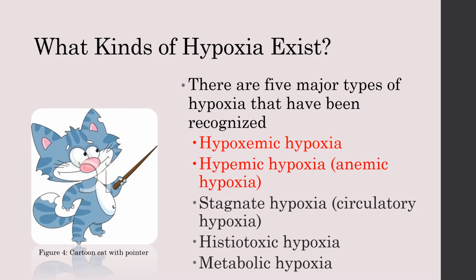The second is hypemic hypoxia, which is sometimes called anemic hypoxia. This occurs when the anemic patient has a deficiency of circulating hemoglobin that's reducing their oxygen carrying capabilities. Carbon monoxide toxicity is the most frequent cause of this condition, but it occurs if there is less than adequate amounts of hemoglobin or there's dysfunctional hemoglobin present. The third type of hypoxia is called stagnant or circulatory hypoxia. This is usually caused by low blood flow and cardiac output, and it's sometimes referred to as circulatory shock.